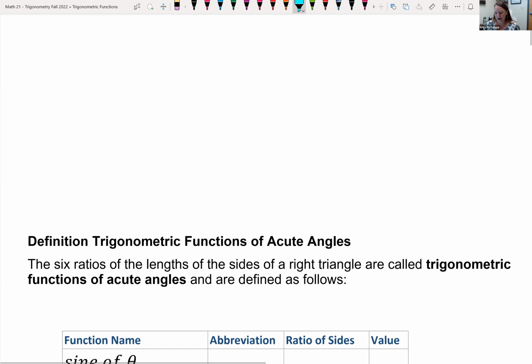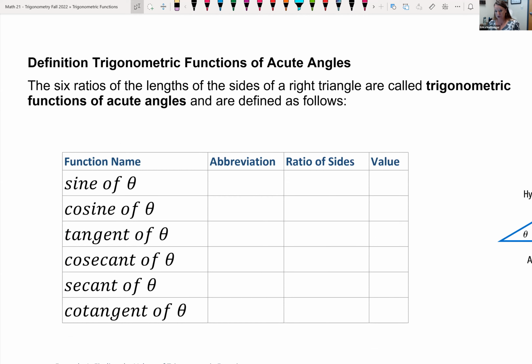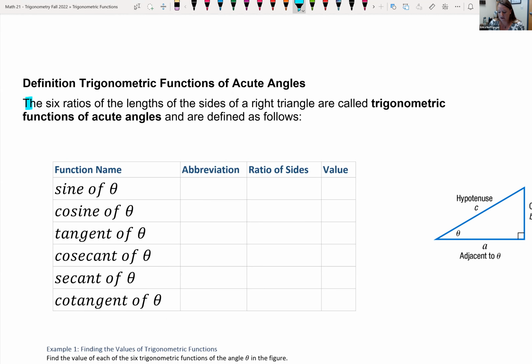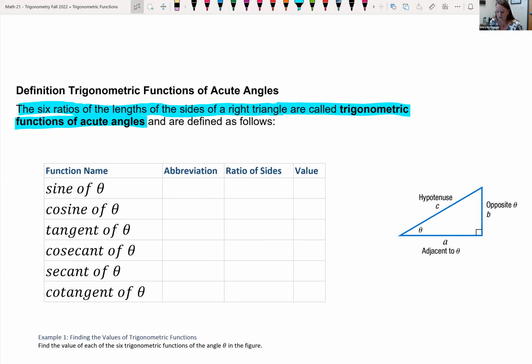Okay, so let's define trigonometric functions. Trigonometric functions are ratios of lengths of the sides. So there are 6 ratios of lengths of the sides of a right triangle, and those are called your trigonometric functions of acute angles. Right now we're just going to look at them with acute angles, but next section we'll talk about when we have angles that are bigger than 90 degrees. And they are defined as follows.